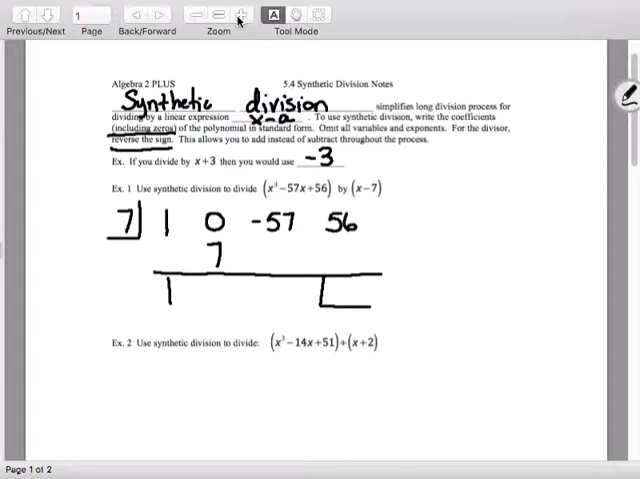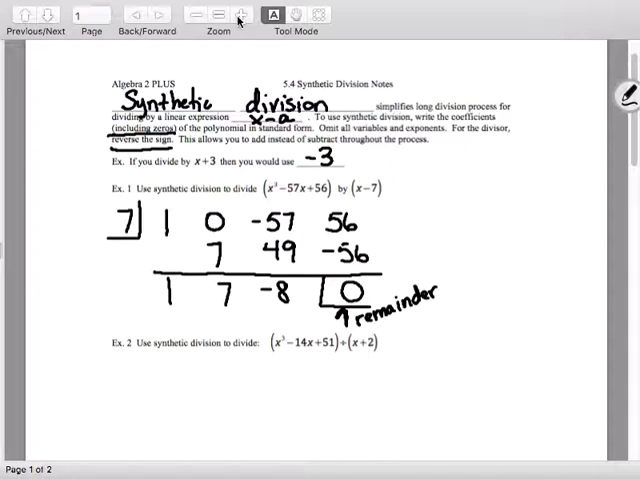And then I add: 0 plus 7 is 7, and repeat. 7 times this 7 down below the line, so you're always doing it to the line below. 7 times 7 is 49, add the column. So that's what, negative 8? And repeat. 7 times negative 8 is negative 56, add the column. What goes in the partial box at the end, this is your remainder. So this means there's a remainder of 0.